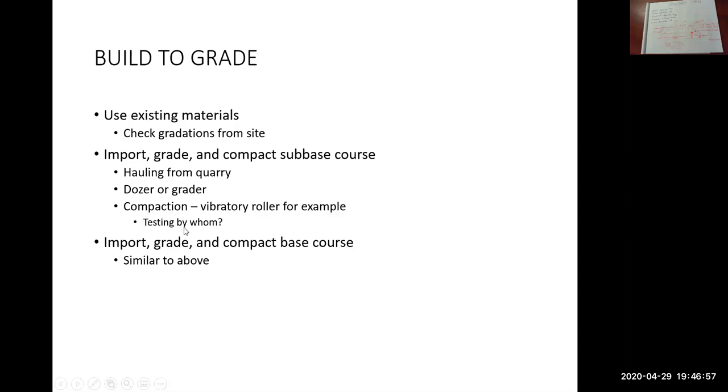There's a comment here, testing by who, or whom. So who will test the level of compaction that you've applied to the gravels? Typically, it's the contractor that does that testing. Again, there's a cost to that testing, a certain number of tests. The QC testing company comes out with their equipment, does the density testing for you, gives you reports showing what is compacted adequately and what needs more compaction.